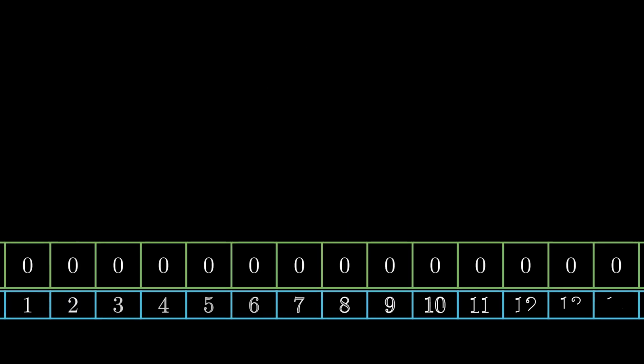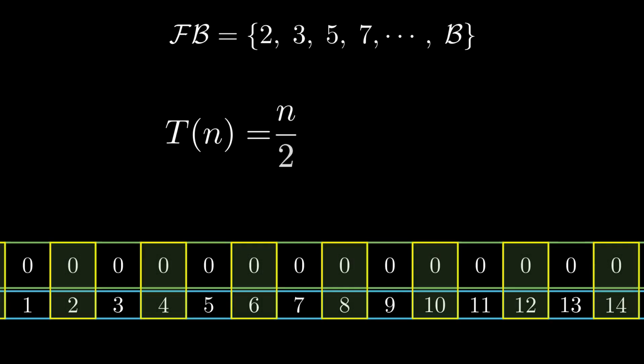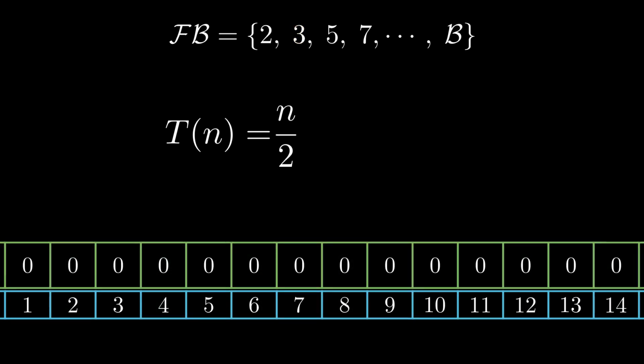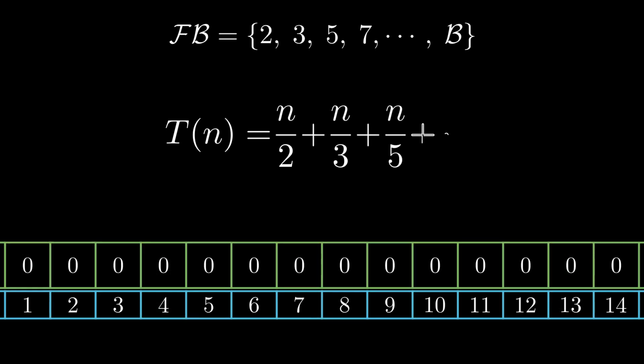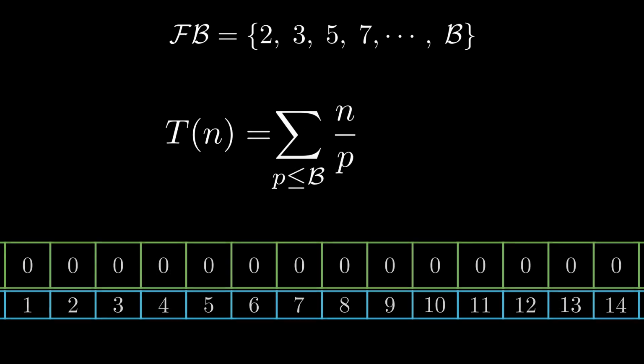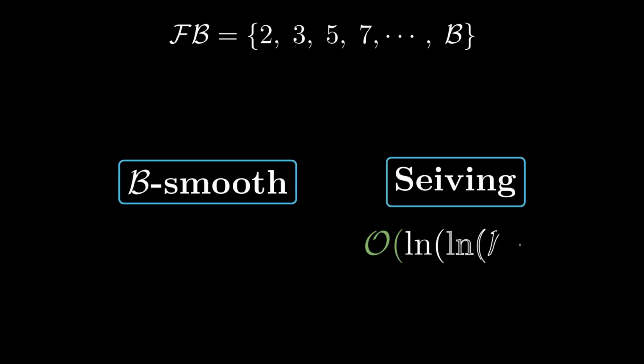How many operations do we spend for each? If we have a table of size n, then for p equal to 2, we need to do n over 2 operations. For p equal to 3, we need to do n over 3 operations, and so on. The total number of operations is about n log b. This means, on average, we spend log b for each number.